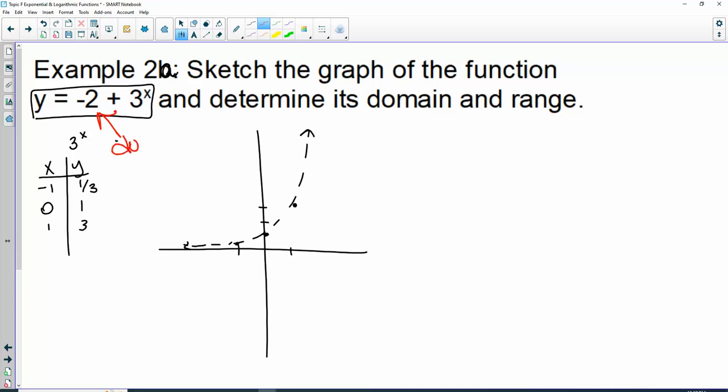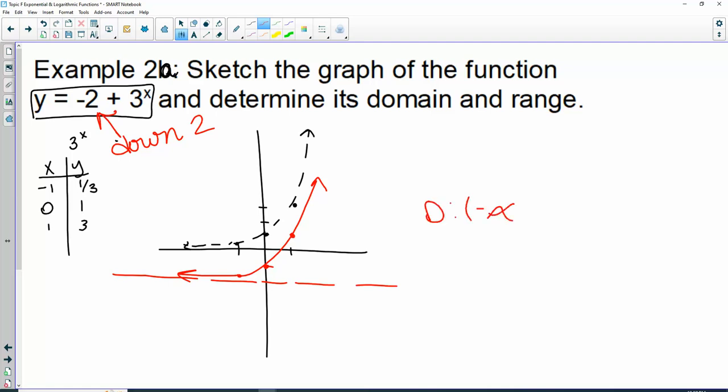That -2 would move it down 2. So we had a horizontal asymptote at 0, but because we shifted down, it came down to -2. Okay, so you have to graph your parent function and your transformation there. Parent function gives us our starting points. What is the domain of that final one? And that is every time. What is the range of this one?